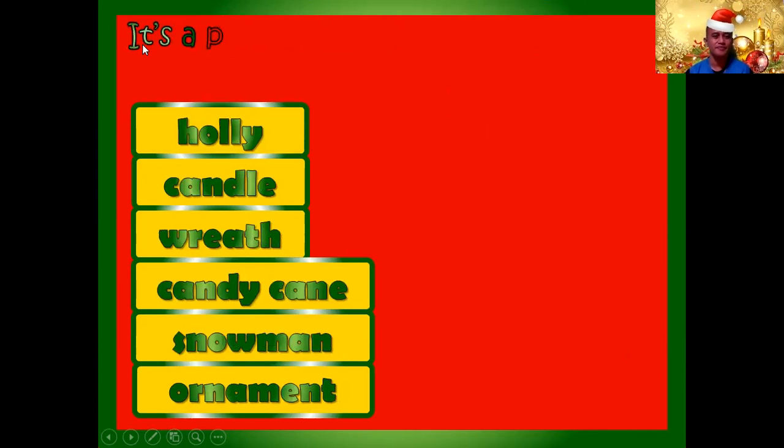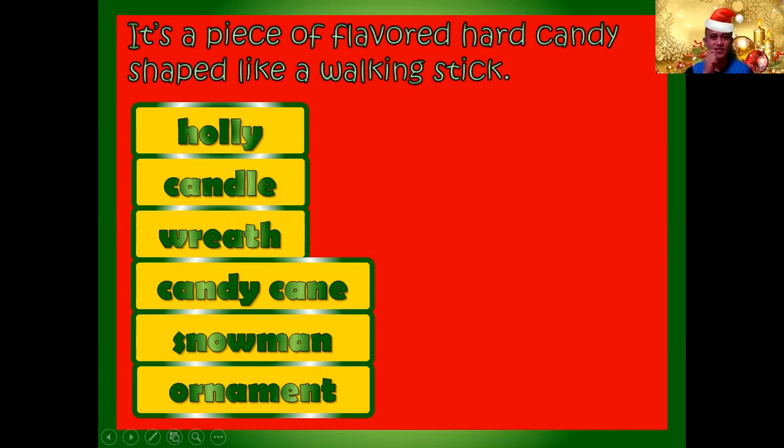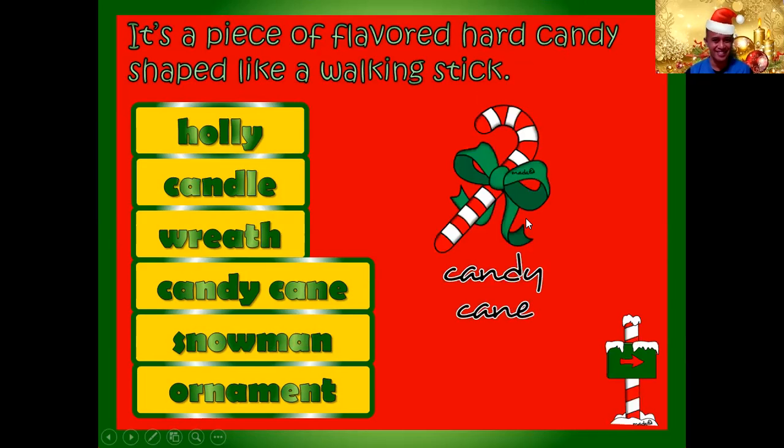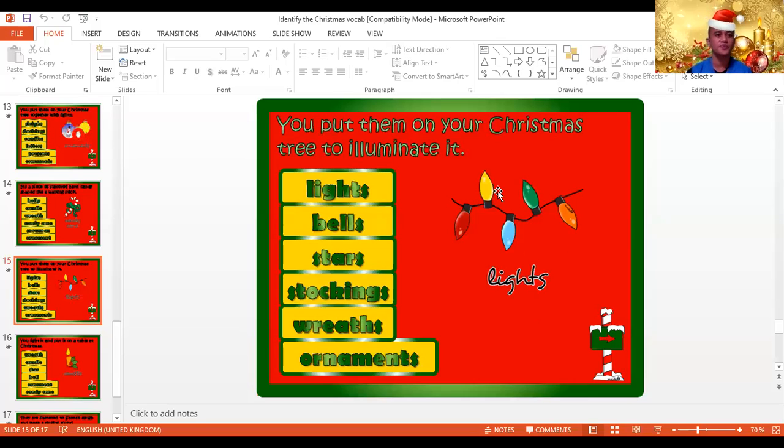Next, it's a piece of flavored hard candy shaped like a walking stick. It's something that you can eat, and it's like a stick. We call this a candy cane. One more time, candy cane.